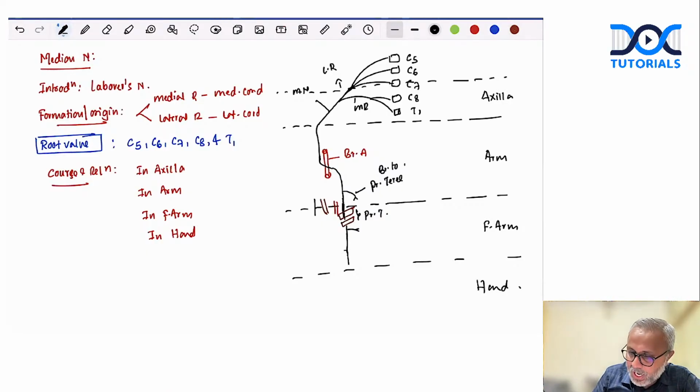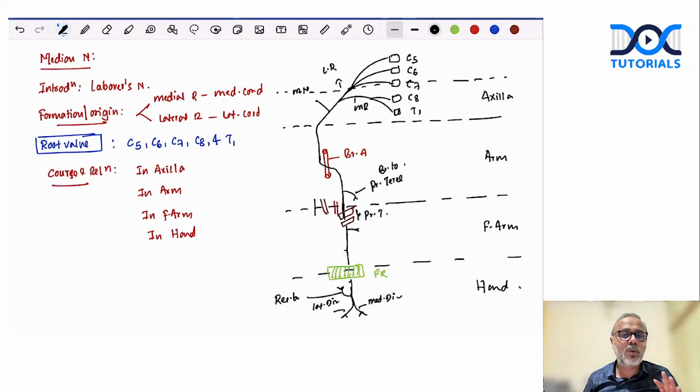Then as it comes to the hand, we have an important structure here, and what is it? We have the flexor retinaculum. The nerve passes deep to the flexor retinaculum, comes out, divides into a recurrent branch, and then it divides into a lateral division and a medial division. This is how the nerve will terminate. So this is called the recurrent branch. This is the lateral division, and this is the medial division. This is the entire course of the median nerve, depicted in one single diagram. This is how you can describe the course and relations.